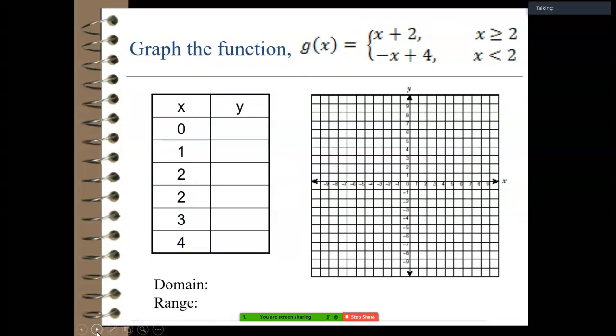Okay, graph the function g of x equals x plus 2 for x values greater than or equal to 2, and negative x plus 4 for x values less than 2. So 2 is my breaking point. So that means this graph changes or transitions from one function to the other at the value of 2.